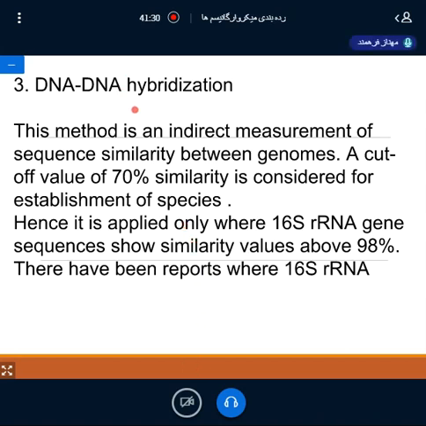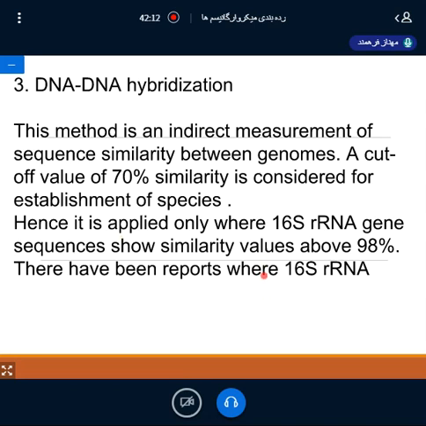And the third technique is DNA hybridization in genotyping techniques. DNA plus DNA hybridization. This method is an indirect measurement of sequence similarity between genomes. A cutoff value of 70% similarity is considered for establishment of species. Hence, it is applied only where 16S rRNA gene sequences show similarity value above 98%.